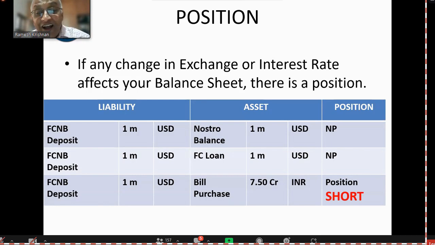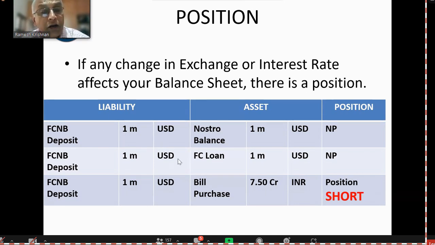Now, how do we define a position, especially for foreign currency to Indian currency? Your bank takes a foreign currency deposit of 1 million and parks it as $1 million in your nostro balance abroad. So your liability is in dollar, your asset is in dollar. Dollar touches 80 when you did this, and tomorrow it touches 85. Do you have any anxiety? No anxiety. Very good. No position, because no position, no anxiety. $1 million you are having in dollar itself in your nostro account. You can use that to repay your depositor liability.